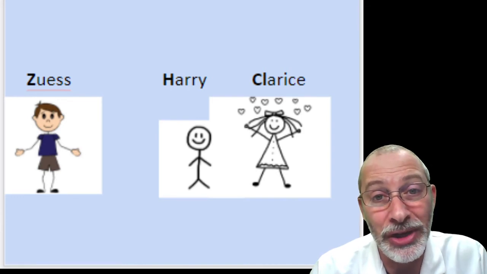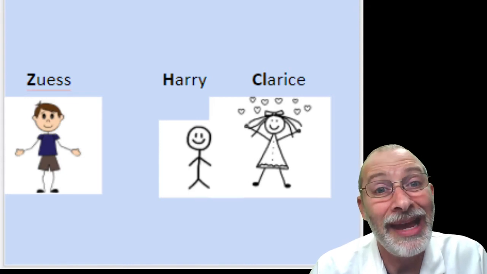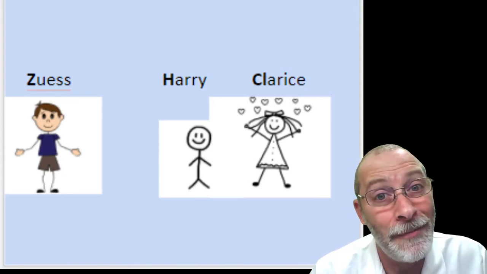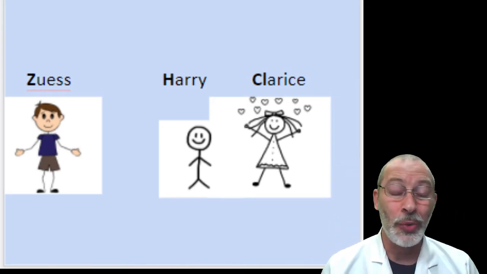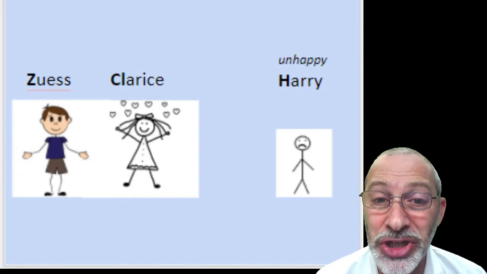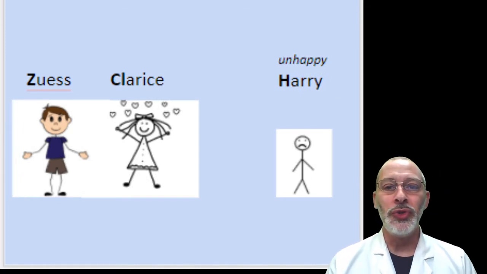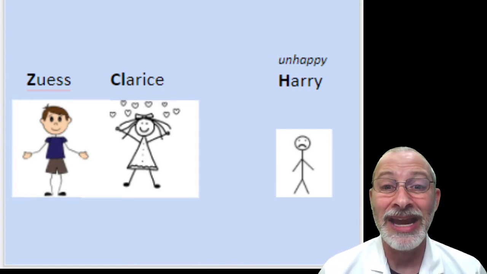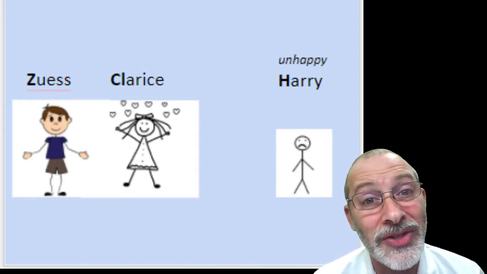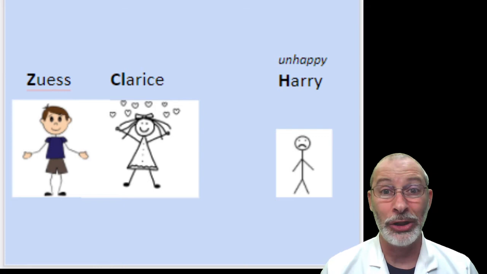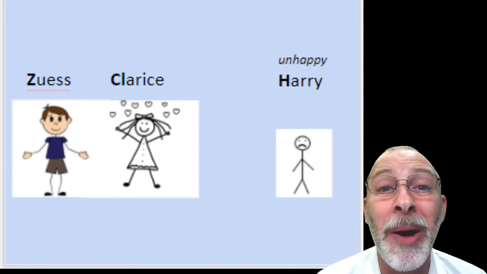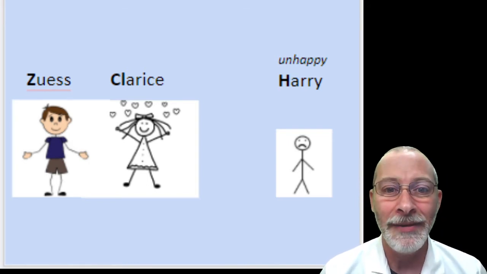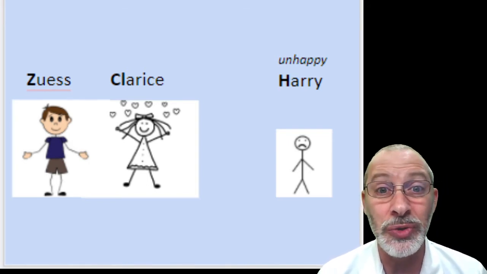How can a stick figure possibly compete with a character with a body and color? Wow. And so Zeus wants to get together with Clarice and does just that. Zeus boots out Harry, and now Zeus and Clarice are together as a couple. In fact, look at Clarice. Doesn't she look even happier? It looks like she's jumping up for joy now that she's together with Zeus.